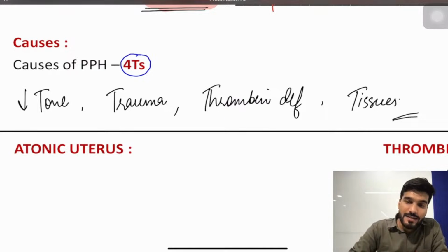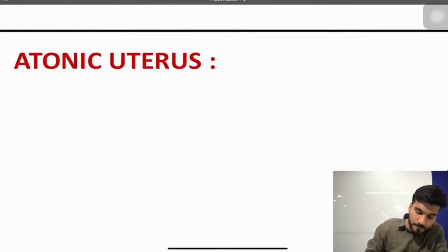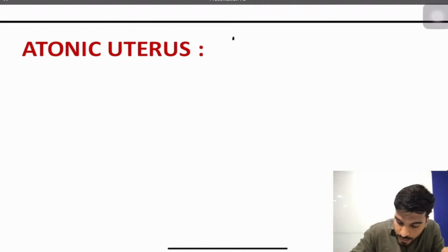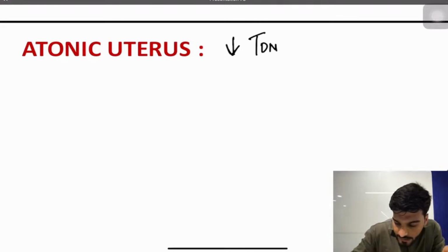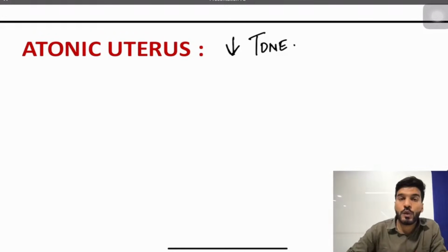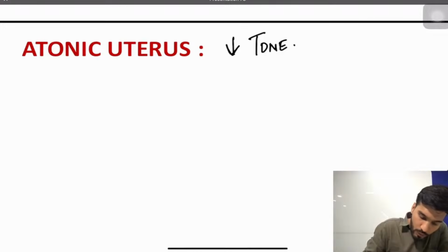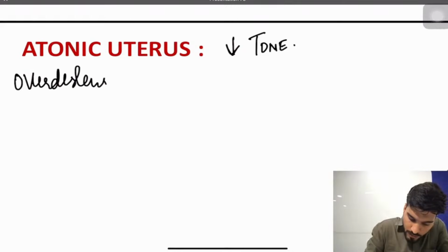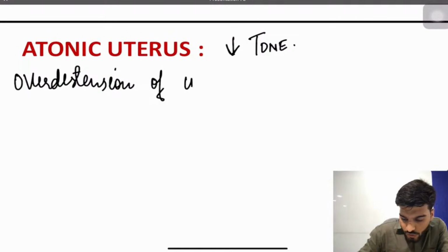Is that clear? Now let's discuss one by one what exactly are tone, trauma, thrombin deficiency and tissues, and how exactly they proceed to postpartum hemorrhage. Now talking about the tone. Atonic uterus. Sir, what does atonic uterus mean? When the tone of the uterus is decreased. And the reason is over distension of the uterus.